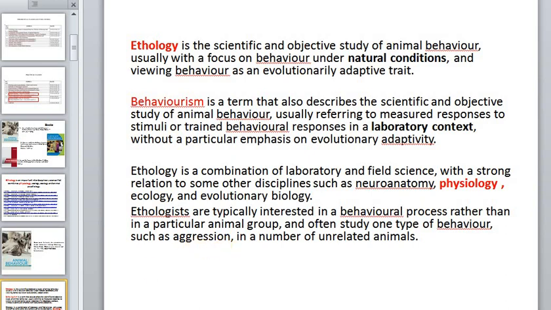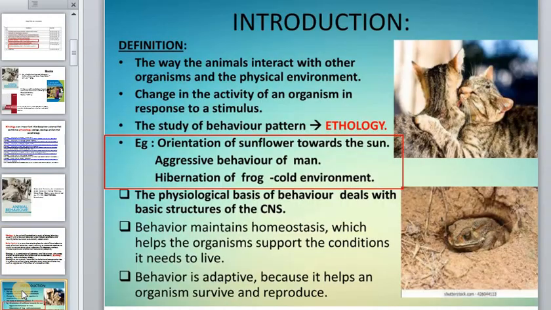And we just start from the introduction and definition: the way animals interact with other organisms and with the environment, a change in the activity of an organism in response to a stimulus, and the study of behavior, of course ethology. The orientation of a sunflower, for example, towards the sun is ethology too, but it applies to all organisms on our earth.